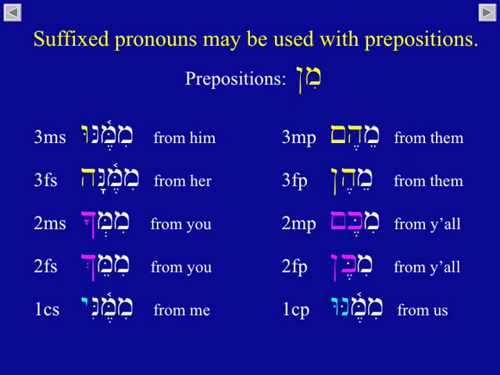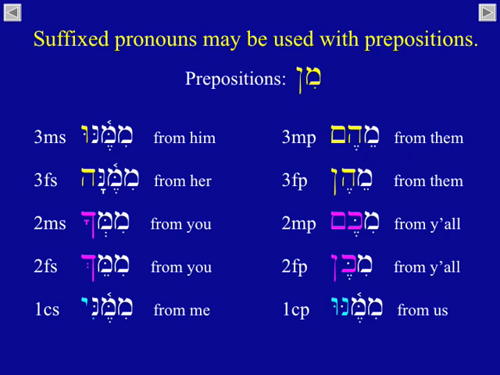There's no assimilation rule here to be learned. Don't try to learn it as an assimilation rule. This is just something we're seeing in this instance. So mimenu, from him. Similarly, mimenna, from her. The suffix is trying to be ha. Mimenna. And then here just mimecha. The men element is getting a little bit lost. Mimecha, from you. Mimech, from you, feminine. Mimeni, from me.